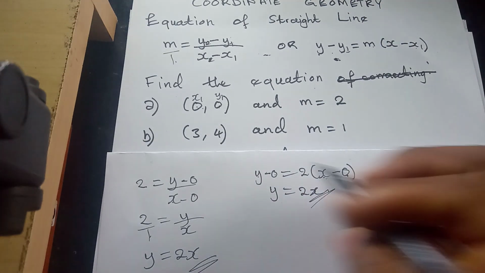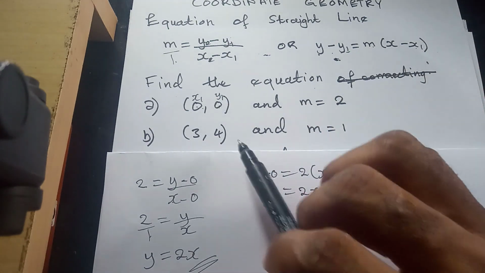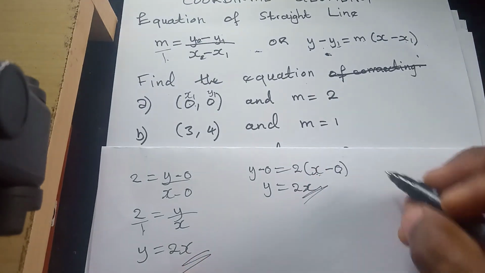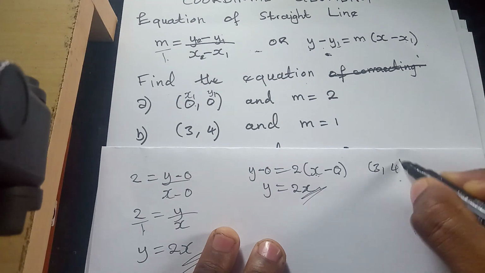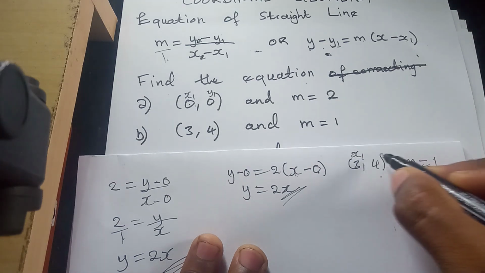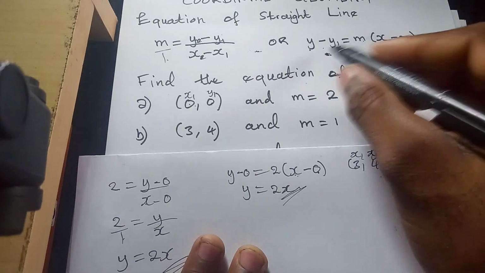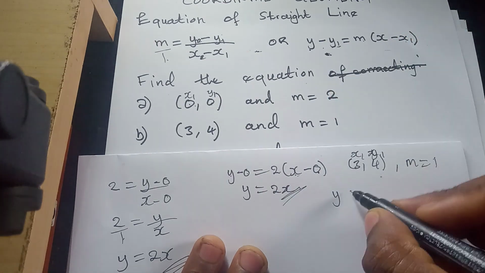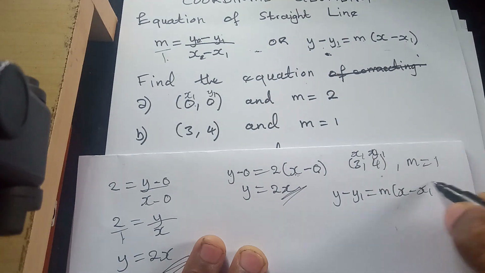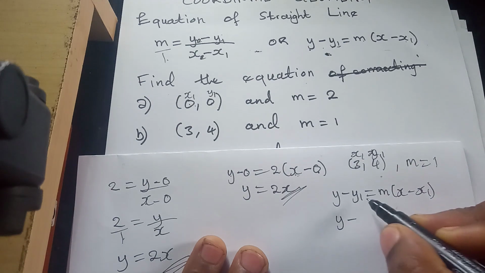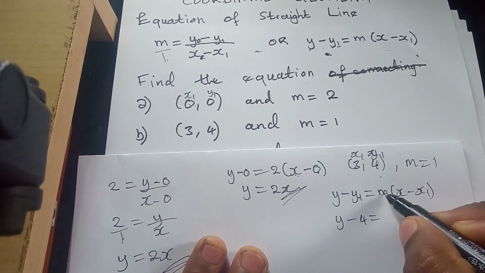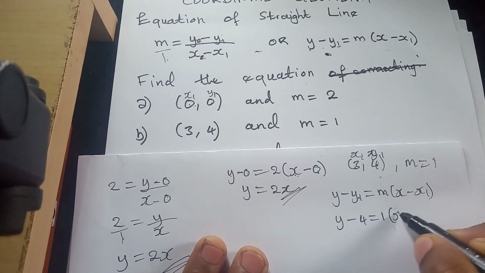Then on part B, you have this. So I'll use this one on this, and then for the last one, I will get back to this. So we have the point 3, 4, and the gradient 1. So let's say this is x1, then this is y1. And then our equation, this one here, y minus y1 is equal to m times x minus x1. So you can say y minus, our y1 is 4, so write your 4 there. Our m is 1, and then our x is x.